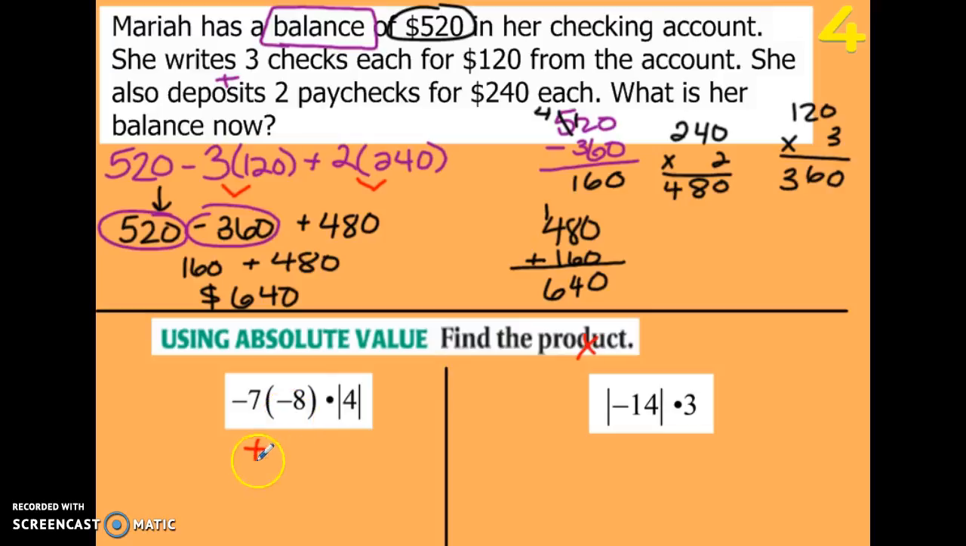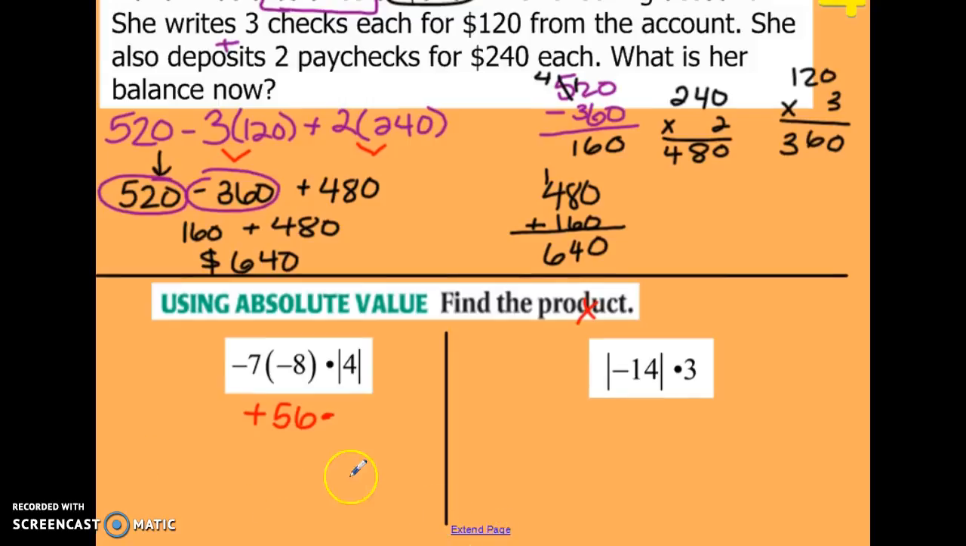So we have 56 times the absolute value of 4. Well, anything that goes in the shower comes out clean, or positive, so it's 56 times 4. So I'm going to multiply that out. 56 times 4. 6 times 4 is 24. 5 times 4 is 20, but we have 2 more, so it's 22. So our answer is 224.